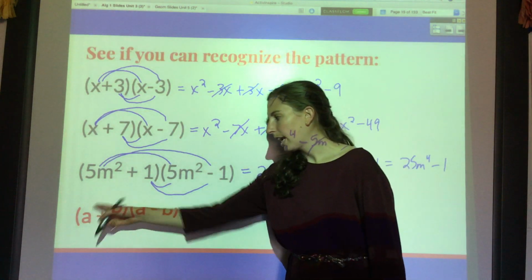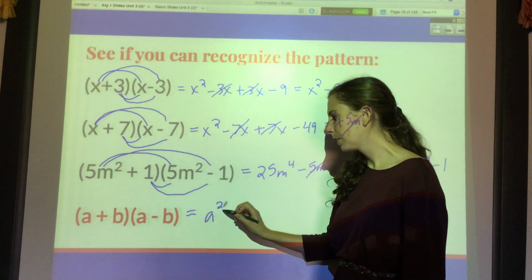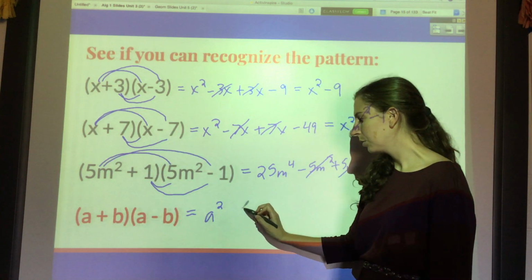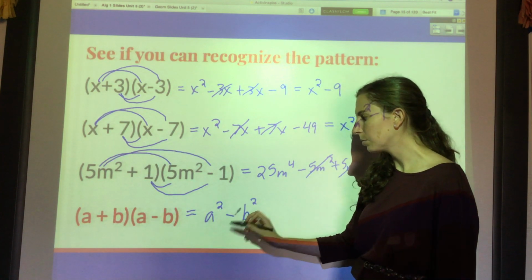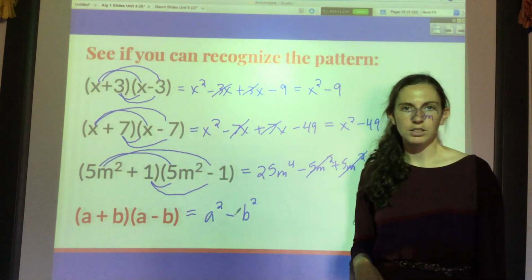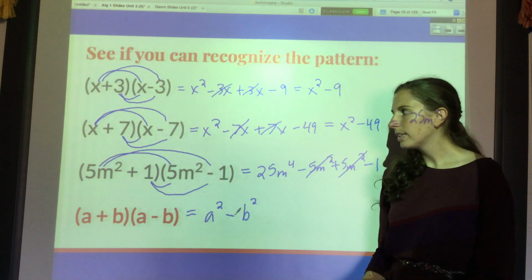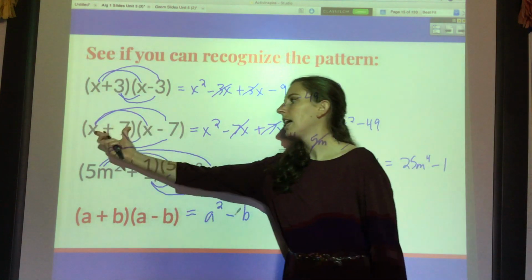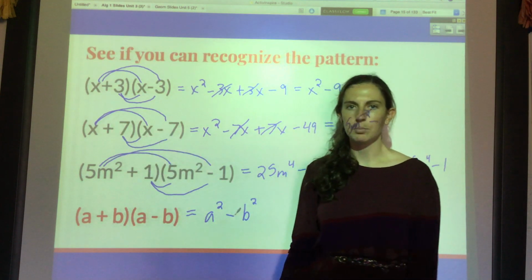Well, you end up doing a times a, which is a squared, and b times b, which is b squared, and it's minus because positive times negative is a minus, but the middle two cancel each other out. This always happens if your factors are the same except for one's plus and one's minus.